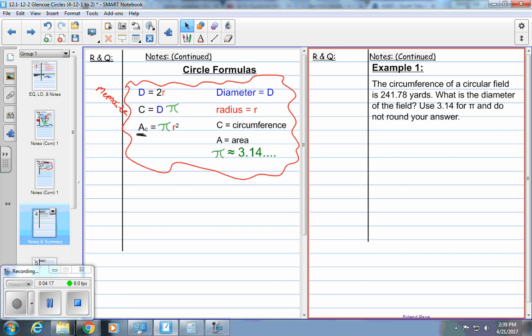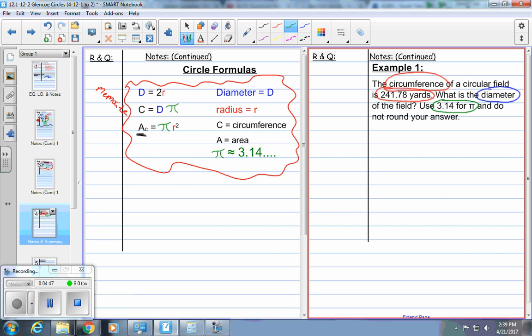Let's go ahead and circle what they give us, because the key to most of these problems is to realize they have to leave only one thing out. They have to give us enough of everything to solve the problem, but one variable is always going to get left out, and that's the thing we're finding. So they give us the circumference of the circular field is 241.78 yards. Our goal is to find the diameter, and they do remind us that the pi we're going to use is 3.14.